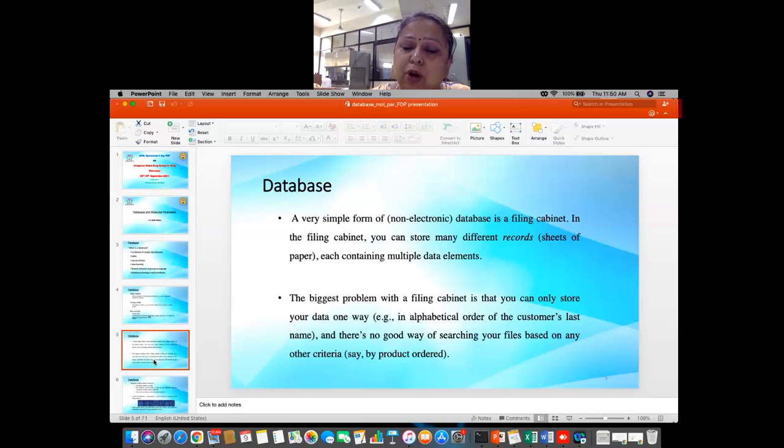The biggest problem with the filing cabinet is that you can only store your data one way. It means it's one way you keep your data, but how others will see it is defined by you yourself. Here, there is no good way of searching your files based on any other criteria.